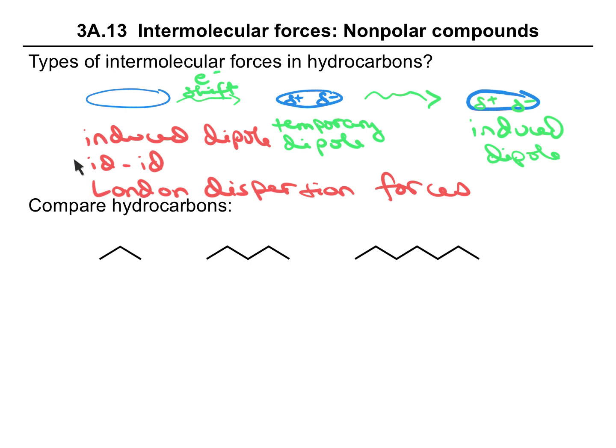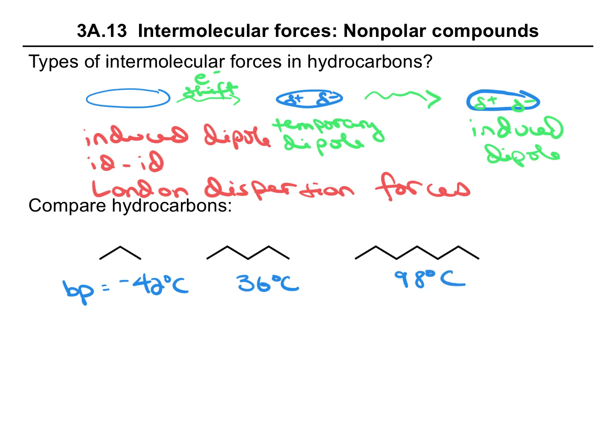So any of these descriptions can be used. Now let's compare a few different hydrocarbons. This has 3 carbons, 5 carbons, 7 carbons, and because they're hydrocarbons, we know that only dispersion forces are possible. Well, if we look at the boiling points, this is negative 42 degrees Celsius. This boiling point is 36 degrees Celsius, and this one is 98 degrees Celsius.